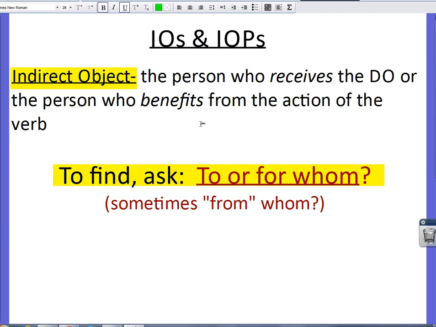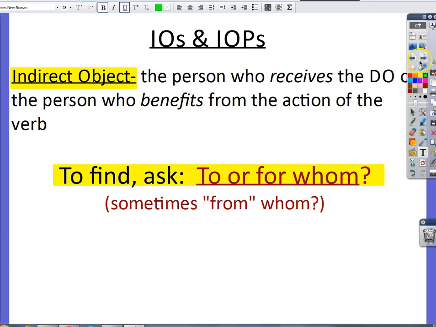So indirect objects and indirect object pronouns. To find if the sentence has an indirect object, ask yourself to or for whom. Sometimes it's from whom, but to or for whom will help you find out if your sentence has an indirect object. Highlight this, highlight this.